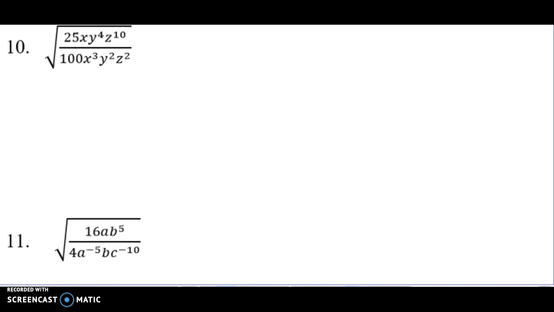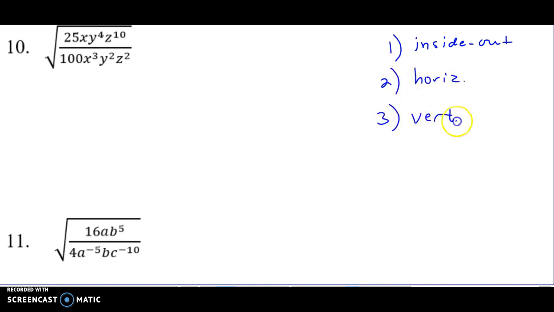Okay, last two for today. Now these were not homeworks, and this is what your test is going to look like. It's kind of everything we just did put together. So I'm going to do number 10 for you, or with you, and then I'm going to have you do 11 on your own. So first step, if you remember from last class, we work inside out. Second step is horizontal. 3 is vertical. And then what do we do very last? Negative exponents.